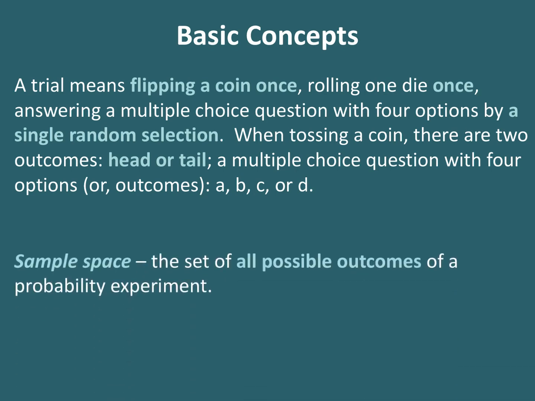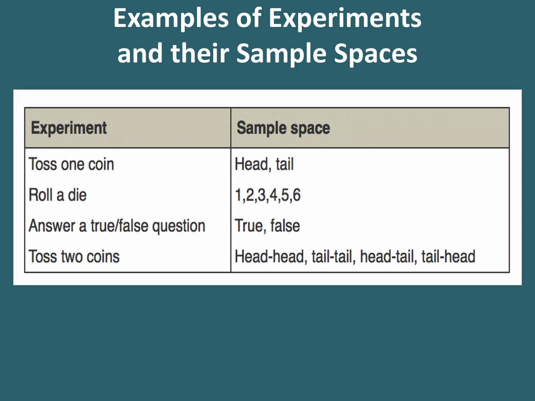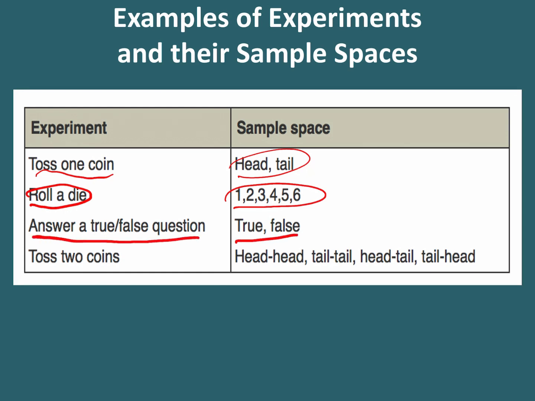A sample space is the set of all possible outcomes of a probability experiment. Here are some examples of experiments and their sample spaces. For example, when you toss one coin, the result is either head or tail. When you roll a die, a 6-sided die in particular, the options are 1, 2, 3, 4, 5, or 6. To answer a true or false question, 2 options of true or false.